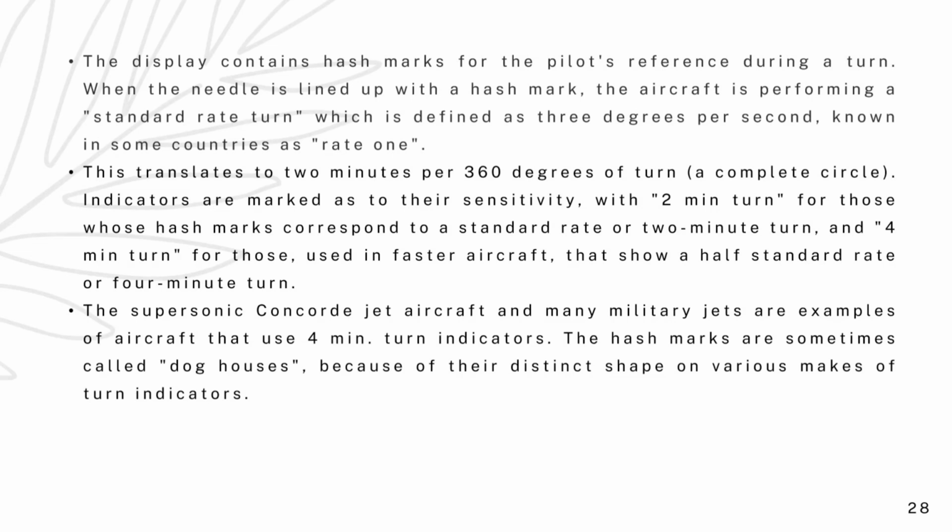Indicators are marked with their sensitivity, with a 2-minute turn for those whose hash marks correspond to the standard rate or 2-minute turn, and a 4-minute turn for those used in faster aircraft that show a half standard rate or 4-minute turn. The supersonic Concorde jet aircraft and many other military jets are examples of aircraft that use a 4-minute turn indicator. The hash marks are sometimes called doghouses because of their distinct shape on the various makes of the turn indicator.